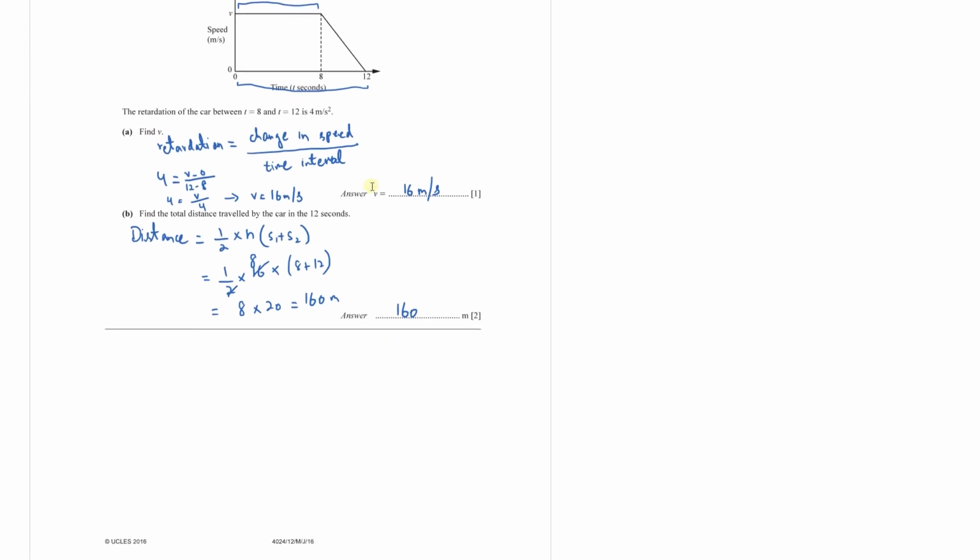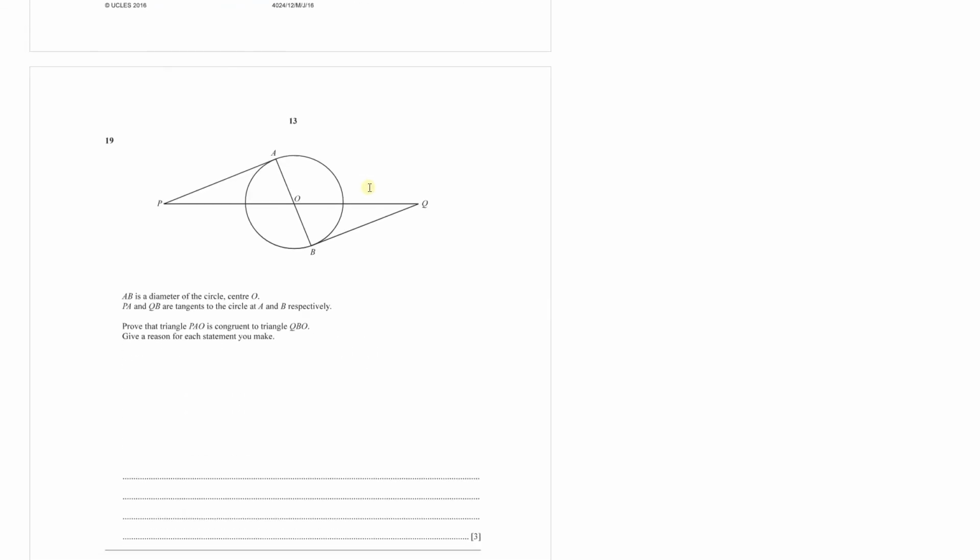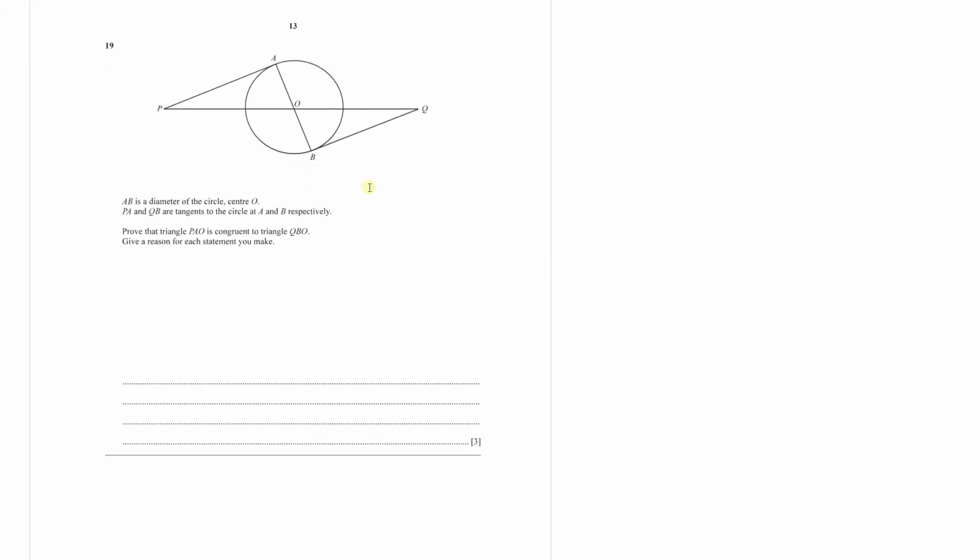Let's move on to question number 19. So we're given this diagram, and AB is the diameter of the circle with center O. PA and QB are tangents to the circle at A and B respectively. Prove that triangle PAO, so this one on the top, is congruent to triangle QBO, which is this one at the bottom here. Give a reason for each statement you make.